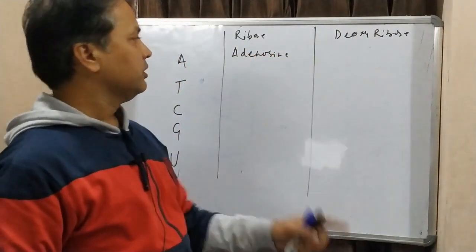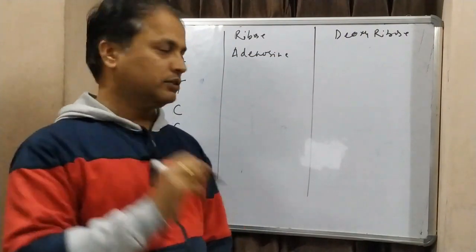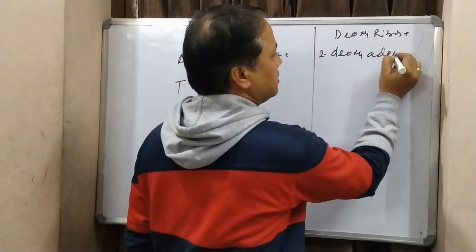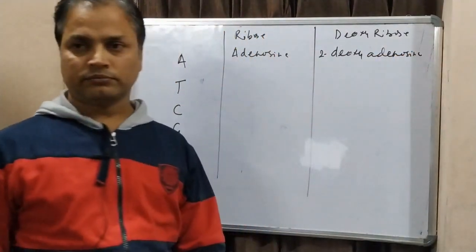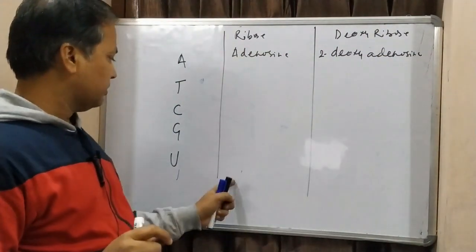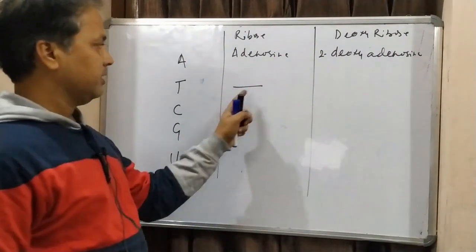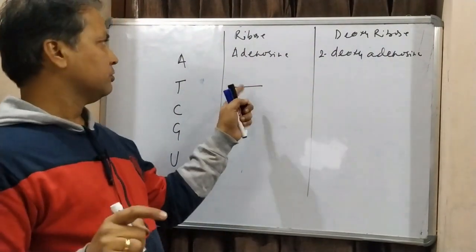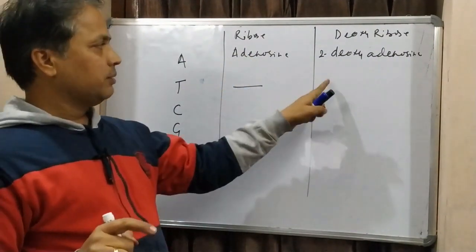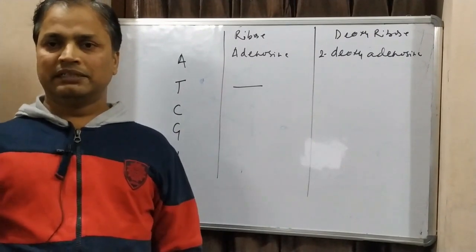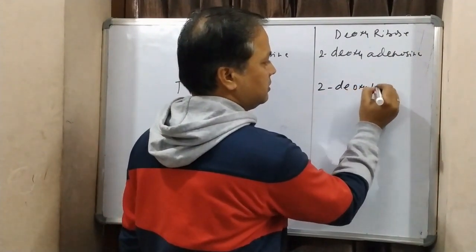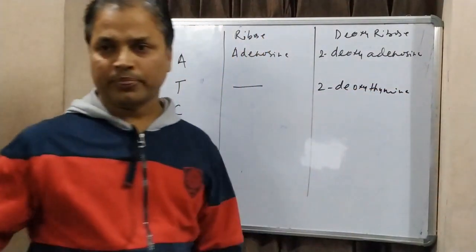In case of deoxyribose we will call it deoxyadenosine, or more specifically 2-deoxyadenosine. Similarly, thymine is not present in case of ribose, so thymine is absent here, because I have told you thymine is not present in RNA. Ribose is present in RNA because it is a ribose sugar. So thymine is only present in DNA. So we will have 2-deoxythymidine or thymidine.